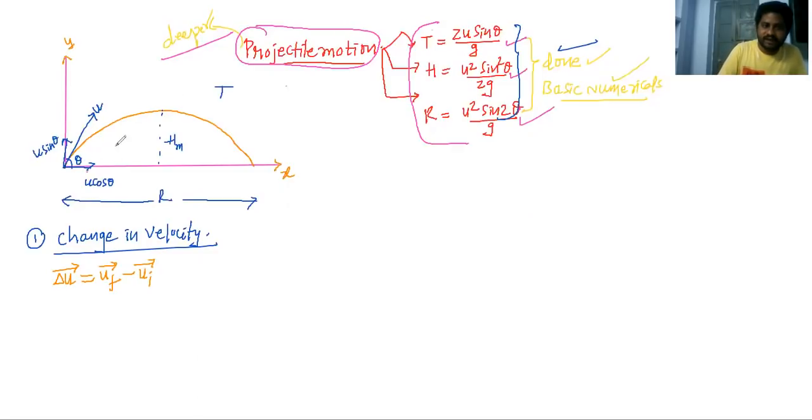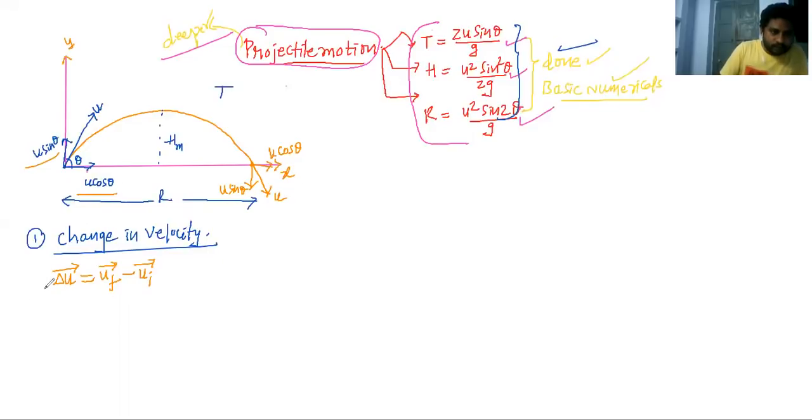You know the initial velocity here. What is the initial velocity? It's u cos theta i cap plus u sin theta j cap. That is the initial velocity. And what about the final velocity here? At this point, the body is striking the ground, and I am writing its components here. The horizontal component of velocity is constant throughout the projectile motion. It's u cos theta, and this is u sin theta, and it is u. So this is the initial velocity, and this is the final velocity.